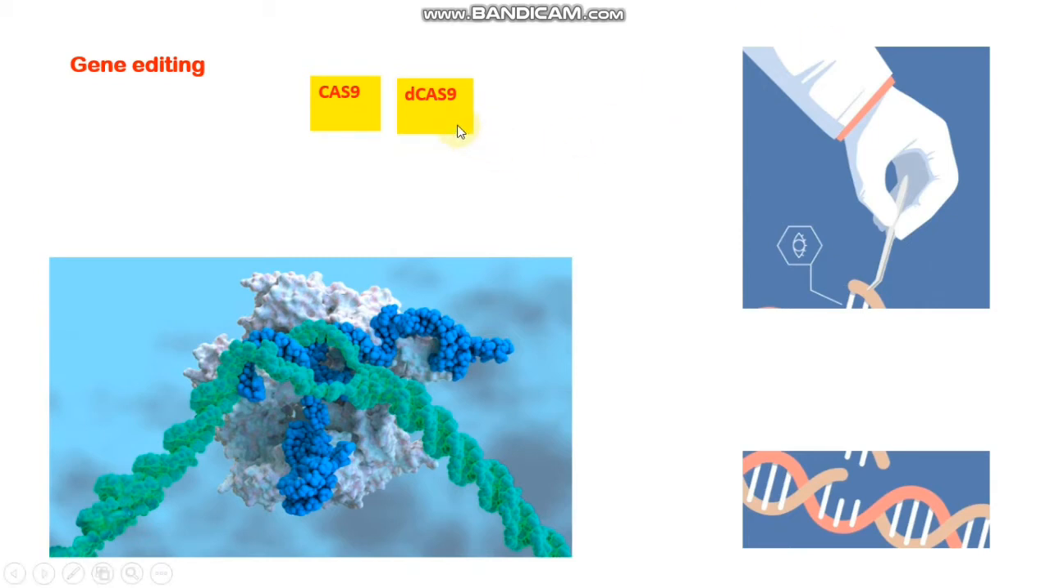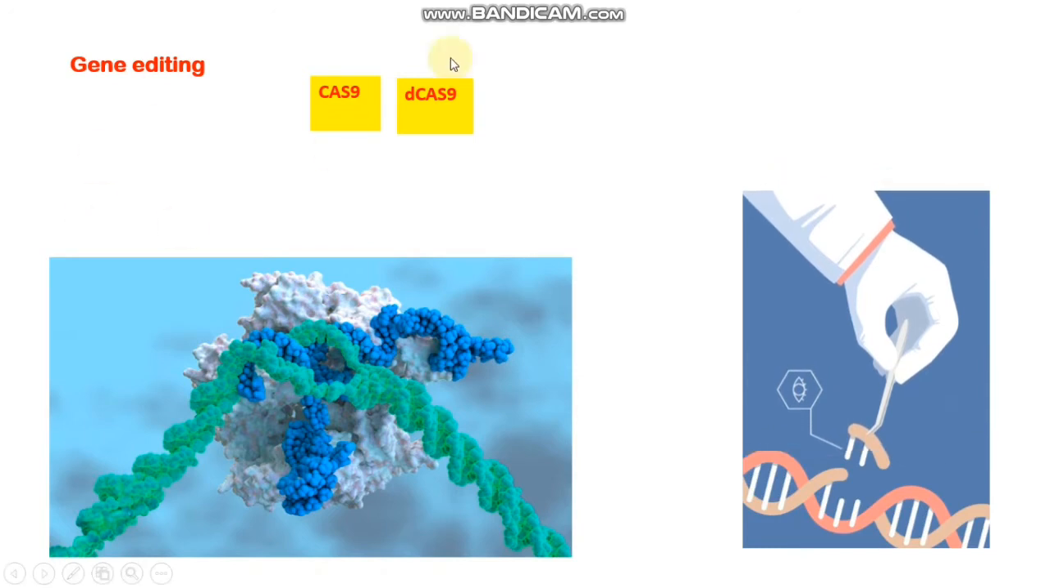But the dCas9 is the modified version of the Cas9. Basically the dCas9 has two point mutations. Because of these point mutations, it won't cleave the target DNA, it just regulates the transcription of the gene. So the dCas9 acts as a repressor or an activator of genes.